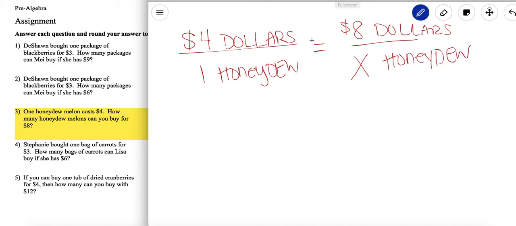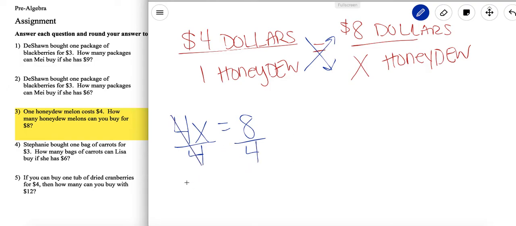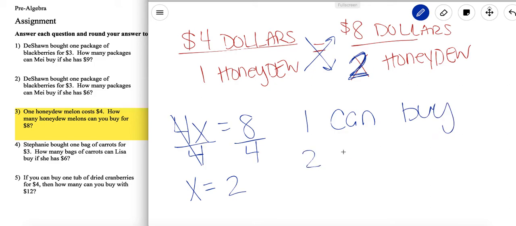Same thing, we're going to cross multiply. 4 times x gets me 4x. 1 times 8 gets me 8. And then we divide by 4 because we're trying to get our x by itself. So we get x equals 2. So we get the same answer as we did before. Notice how it does not matter if you put the dollars on top or the honeydew on top. It doesn't matter. I can still buy 2 honeydew.